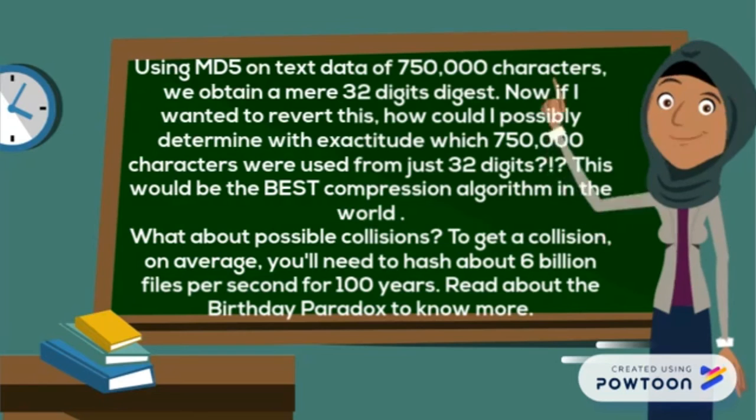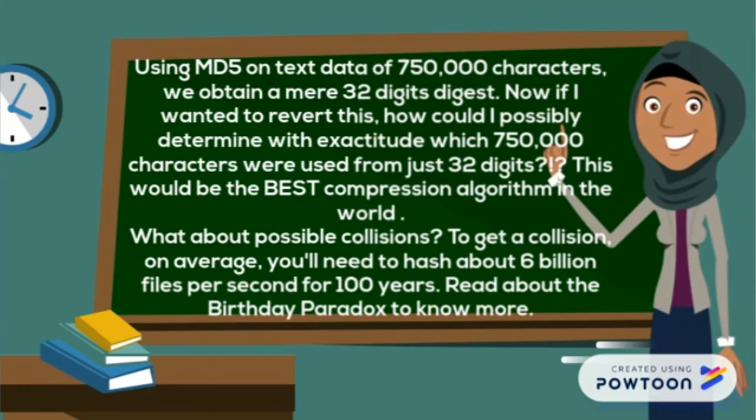What about possible collisions? To get a collision, on average, you will need to hash about 6 billion files per second for 100 years.